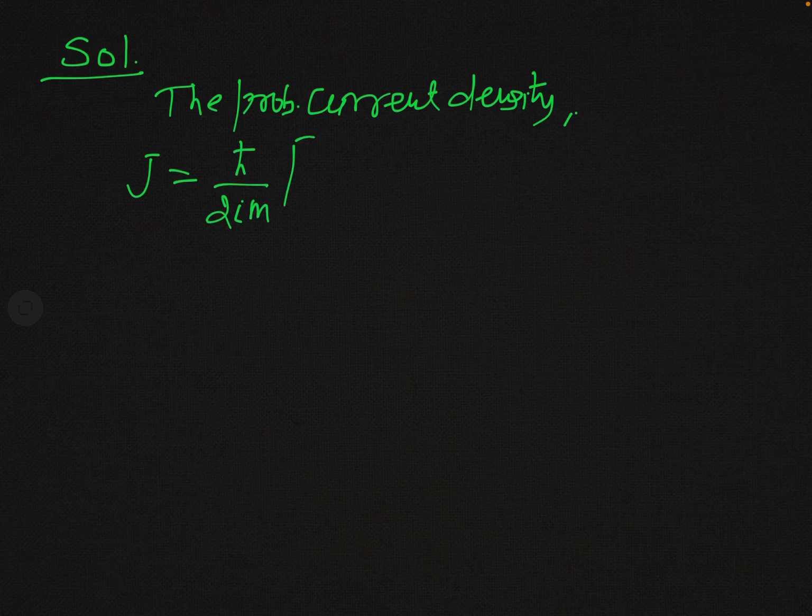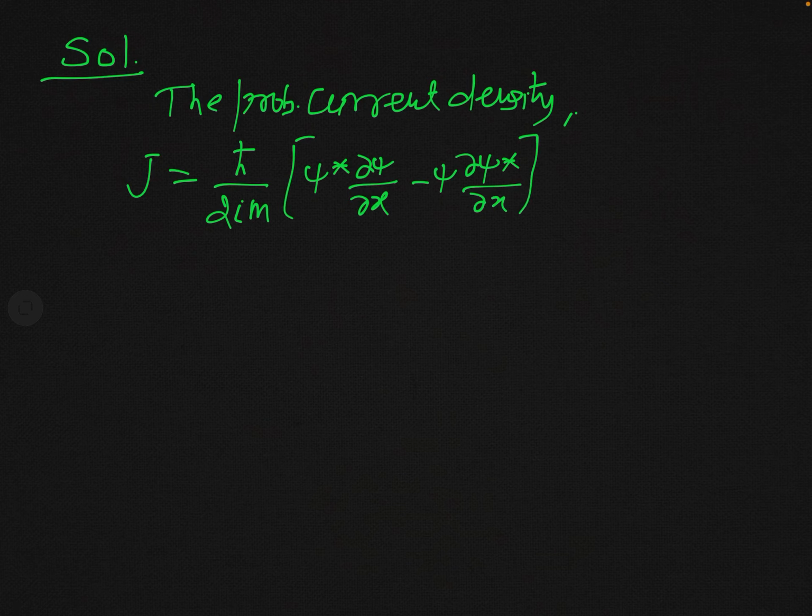h cross over 2im times psi star del psi by del x minus psi times del psi star by del x. This expression you have already studied in the previous lecture.